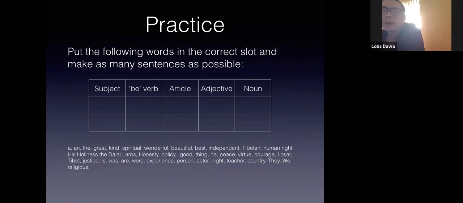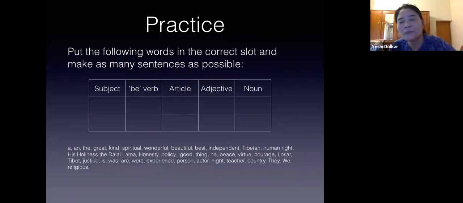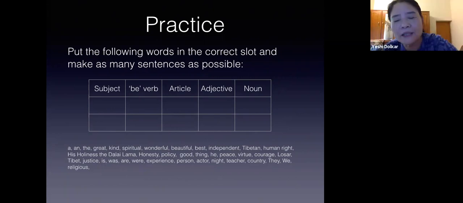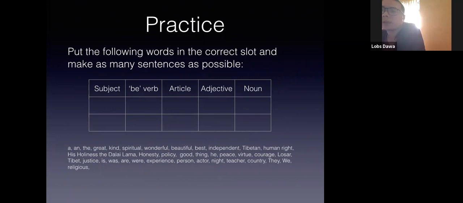Tibetans are the courageous people. Yes, very good. Tibetans are courageous people. Courageous here is an adjective.